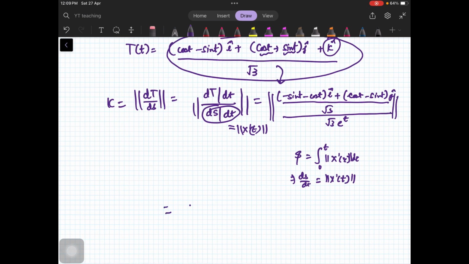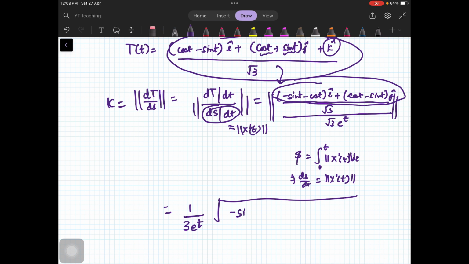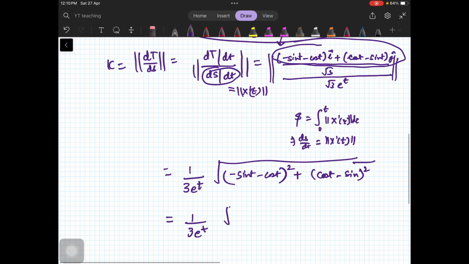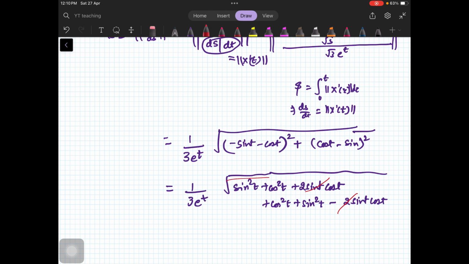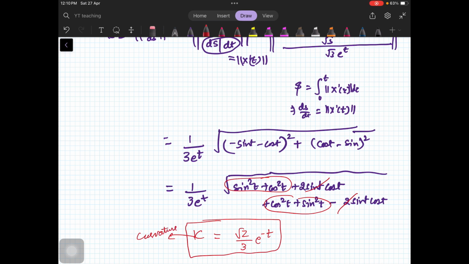Right. So this will be 1 by 3 e raised to power t, and then the modulus of this quantity here. So that would be the square root of (minus sin t minus cos t) whole squared. I hope we all know what the modulus is. We take the component-wise squares. So this is equal to 1 by 3 e raised to power t times the square root of sin square t plus cos square t plus 2 sin t cos t, and then for the second one, you have cos square t plus sin square t minus 2 sin t cos t. So this and this cancel. And sin square plus cos square is 1, sin square plus cos square is 1. So you get root 2 by 3 e raised to power minus t. So this is your curvature. This is the curvature for the curve, right?